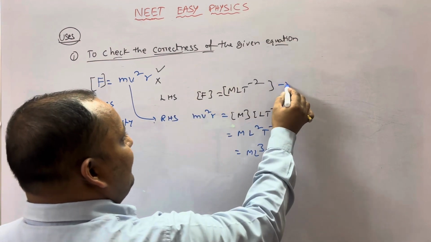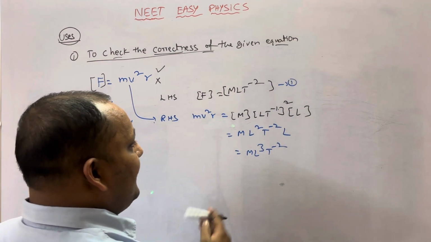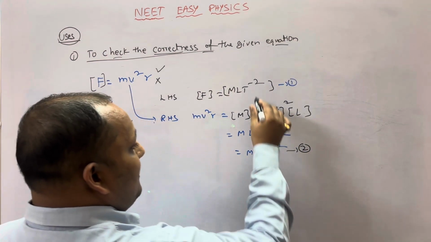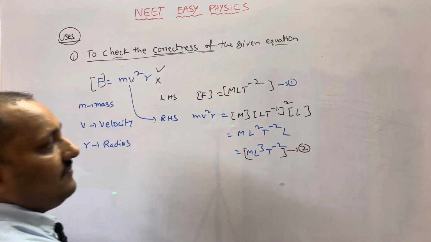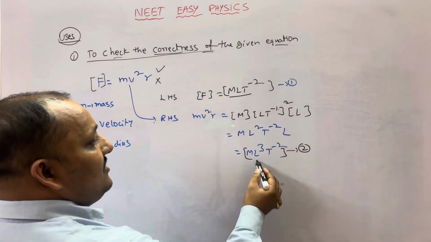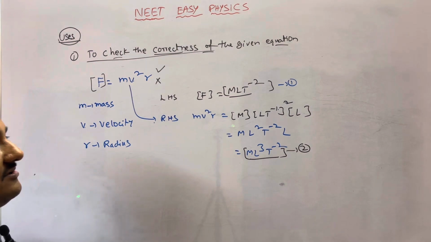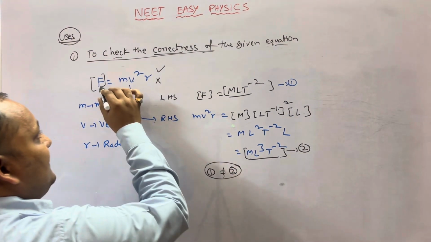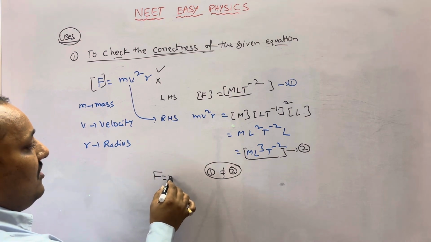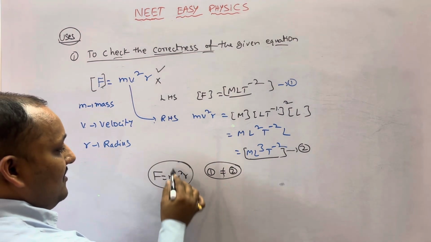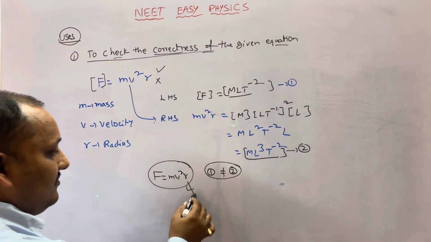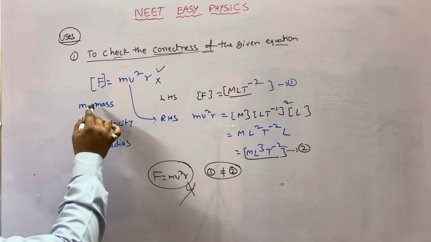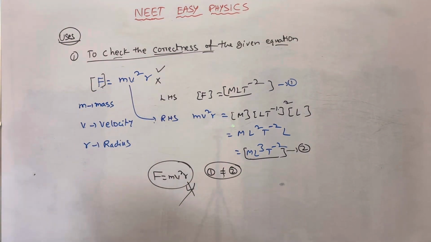Now see LHS, equation number 1. Now see RHS, equation number 2. This is M L T power minus 2, this is M L cube T power minus 2. So equation 1 is not equal to equation 2. Therefore this equation is going to be wrong. To check this equation, mv square r, we have used dimensional formulas. This is the first use of dimensional analysis.